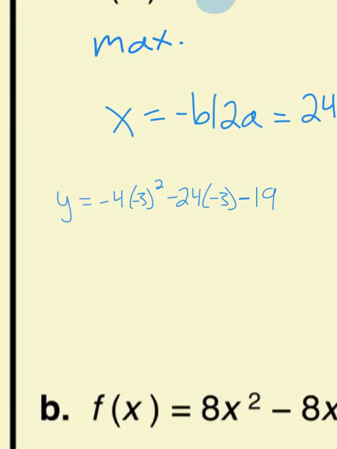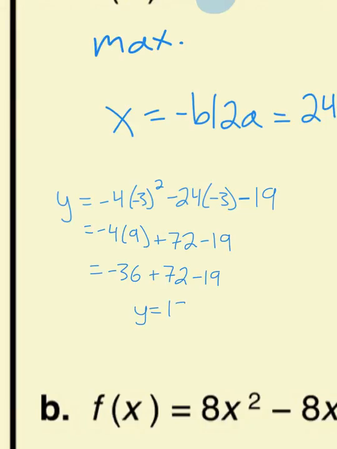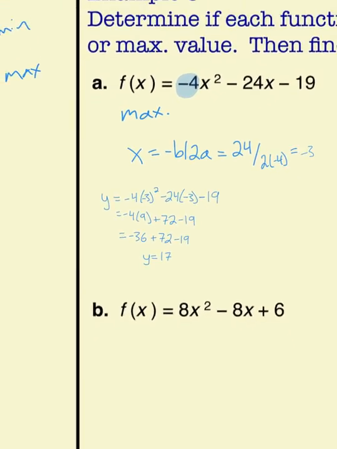All right, so you could plug this into your calculator. I'll go ahead and show you how it's worked out. So we have negative 4 times positive 9, plus 72 minus 19, which ends up being positive 17. So our vertex is at negative 3, 17. Our maximum is y equals 17. Our vertex is negative 3, 17.